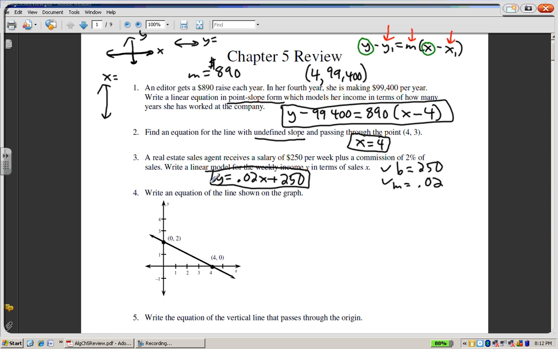All right, number 4, write an equation with a line shown on the graph. Again, if you've followed Crazy Math Productions, we talk about our clues. First one is the slope. The second one is the y-intercept. If we look through, the y-intercept is positive 2. That's where it hits the y-axis. So that gives me one of my clues. As far as the other clue, we're going to make a rectangle.